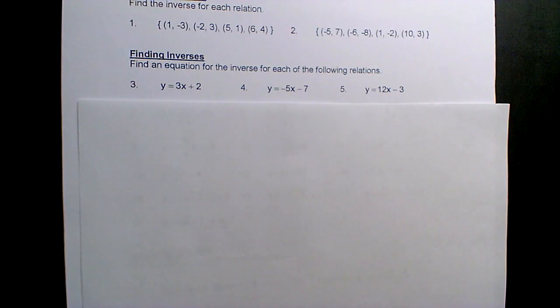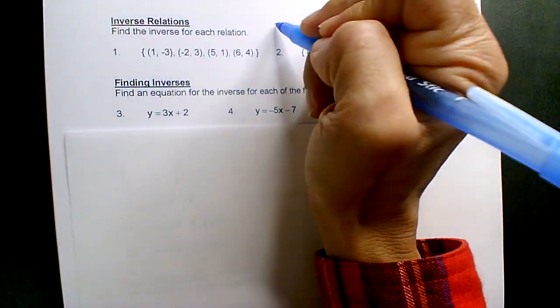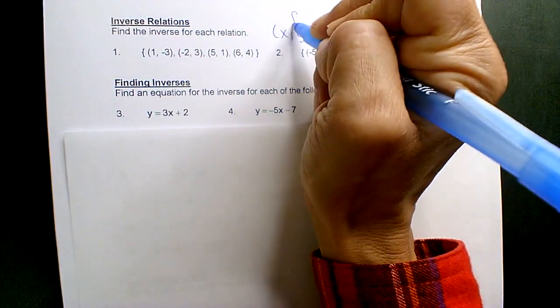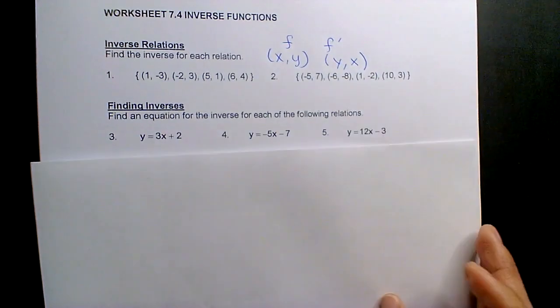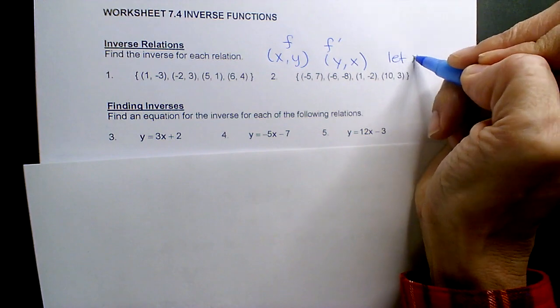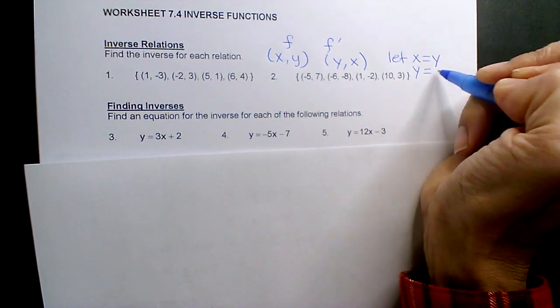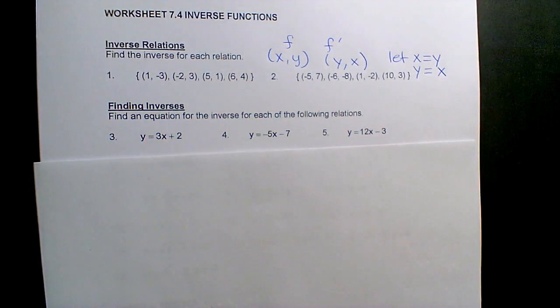Okay, so look, here you guys switch. So if your ordered pair was (x, y) for the function, the inverse function became (y, x). And so essentially, you let x equal y and you let y equal x. It's kind of like what you did, right? That's exactly what you did.